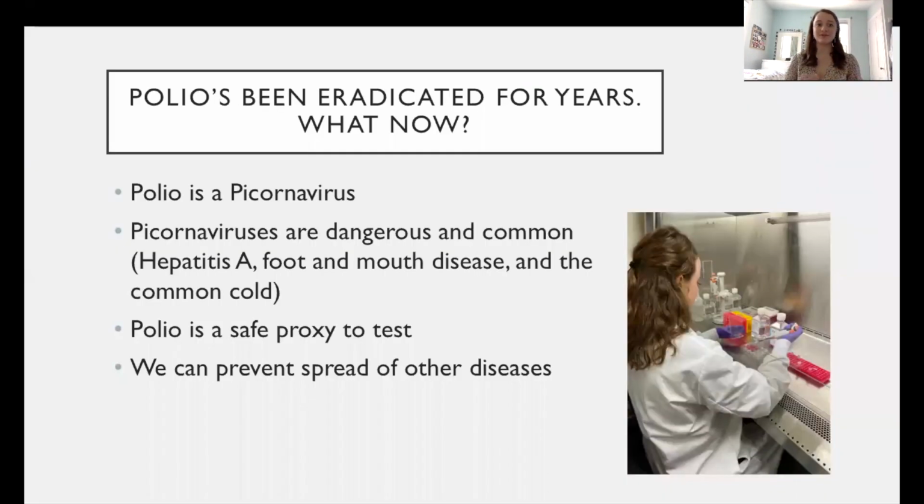Polio has been eradicated for years. What now? Well, actually, polio happens to be a member of the picornavirus family. Many diseases that are common today are also picornaviruses, such as hepatitis A, foot and mouth disease, and the common cold. And since we have vaccines and treatments for polio, it's an excellent tool for learning more about viruses similar to it, and we can use it as a proxy in a lot of research.